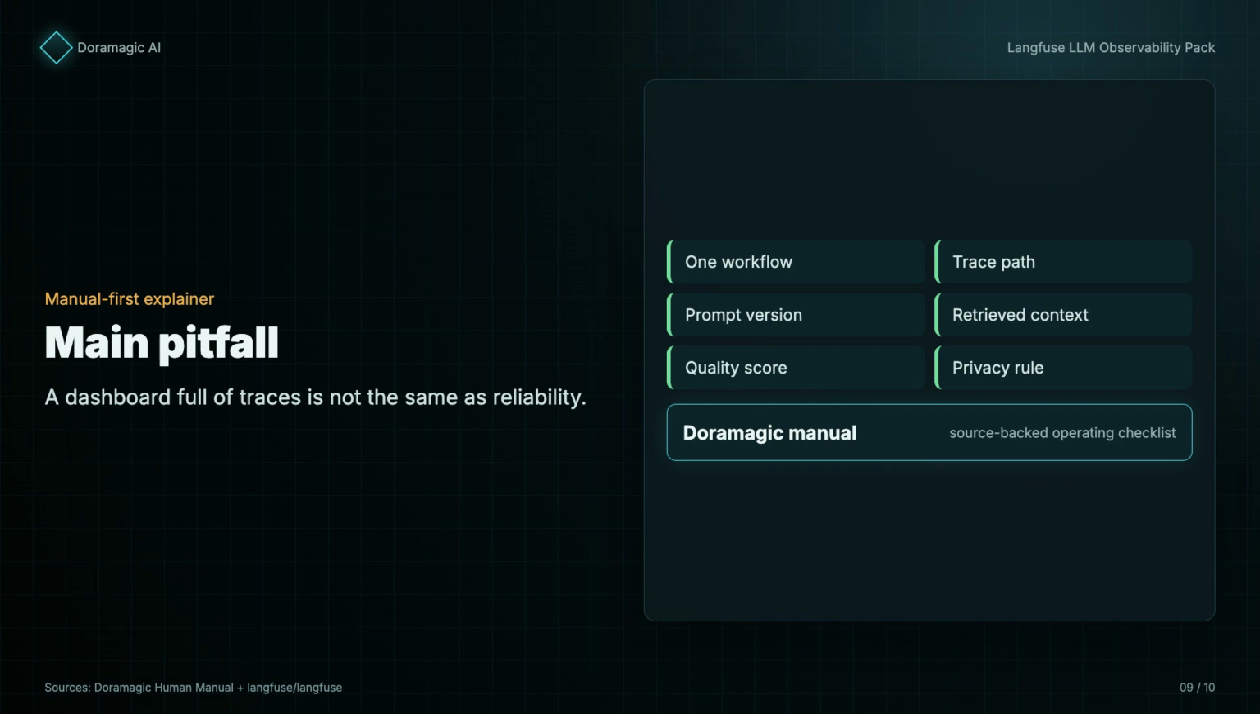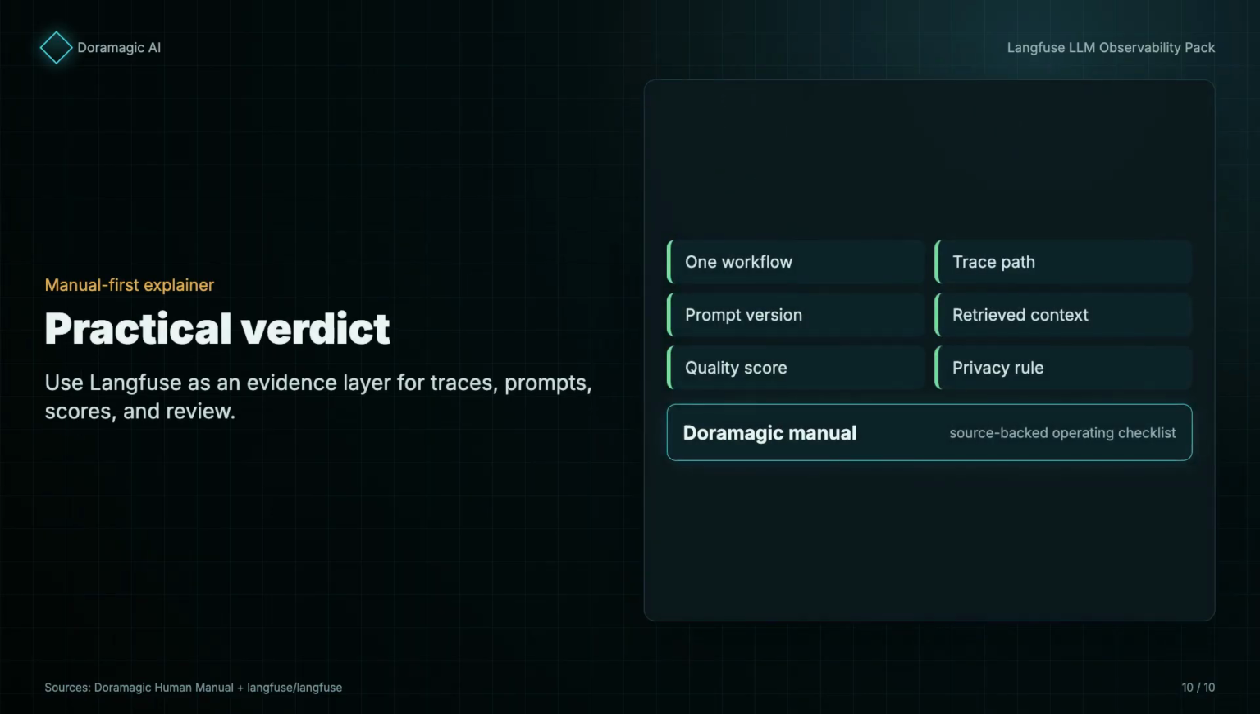My practical verdict: Langfuse is valuable when your AI app is past the toy stage and you need to debug behavior over time. Use it as an evidence layer for traces, prompts, scores, and review.